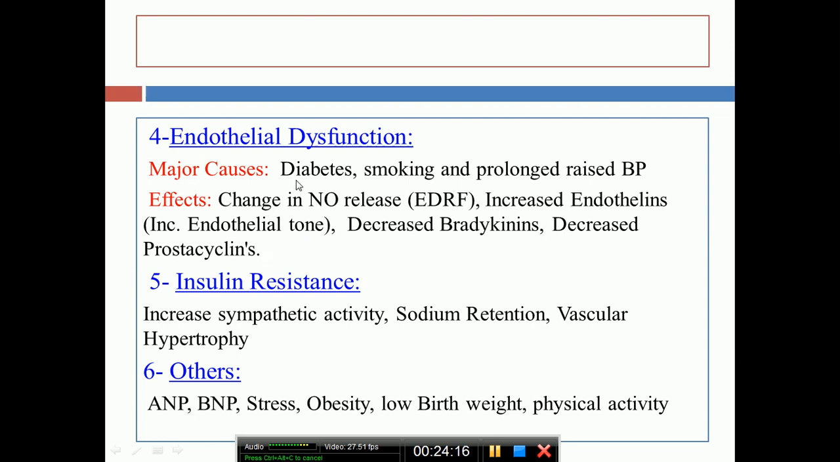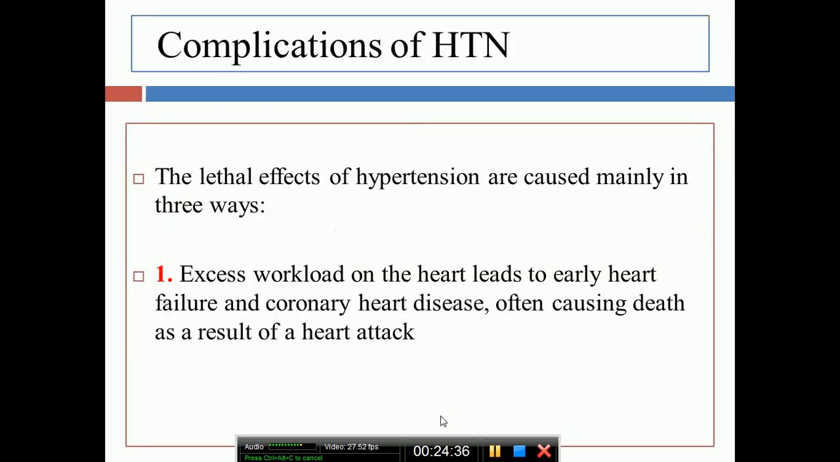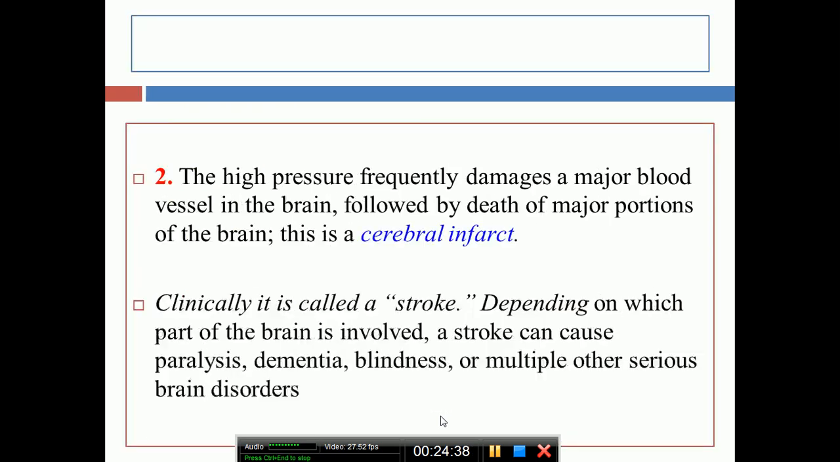So major causes of these effects are diabetes, smoking, and prolonged raised BP. And other factors like atrial natriuretic peptide, stress, obesity, low birth weight, and less physical activity all contribute to hypertension.